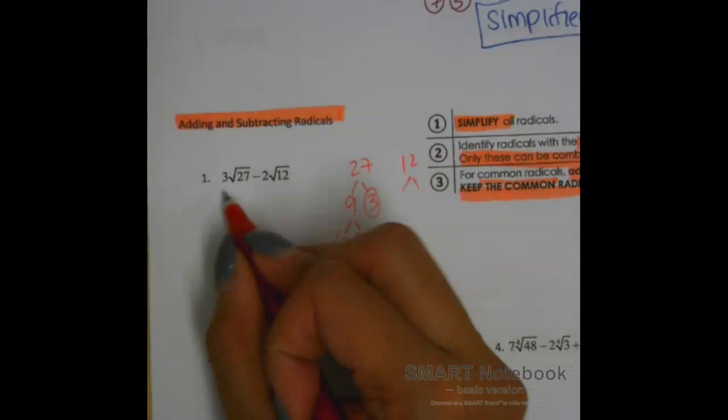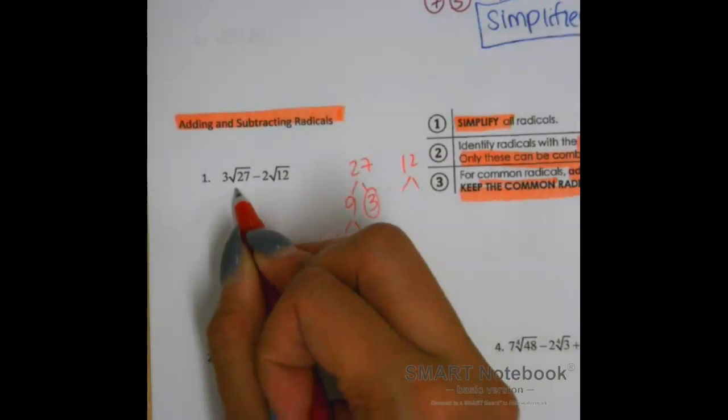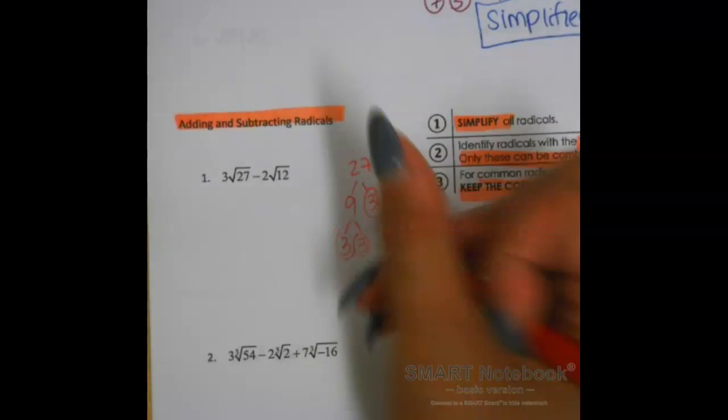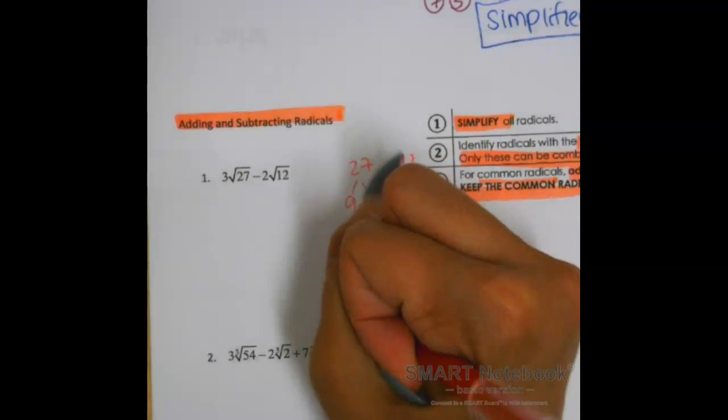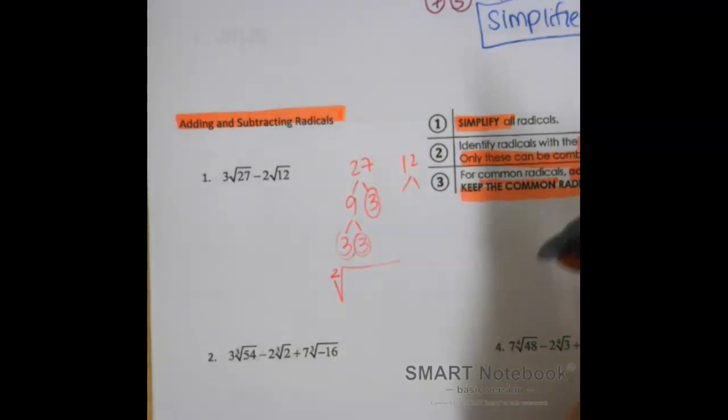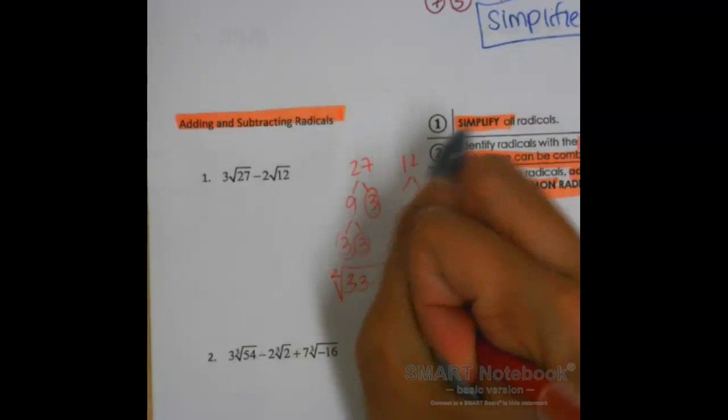So from here, normally I put the radical that I need to simplify under here, but since there's 2 different ones, I'm going to simplify it in this space. We're going to take the square root of, and I'm putting that index so you can remember what it is, 3 times 3 times 3.